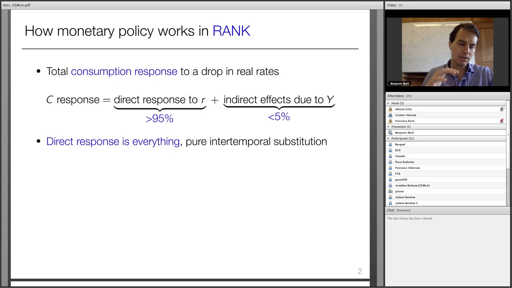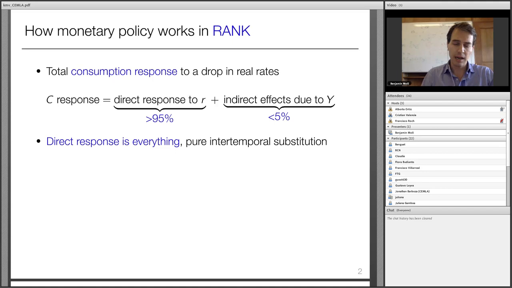Given that, if the central bank cuts nominal rates, then real rates fall, you'd expect consumption to increase, right? And we find it useful to decompose this into what we call direct effects and indirect effects. Direct effects are just, interest rates fall, people save less or borrow more, and therefore increase their consumption. Indirect effects are that because there are some sticky prices, so nominal rigidities, aggregate demand is going to go up in response to this, and this leads to higher household income, and that leads to additional increases in consumption. Now it turns out that in the standard New Keynesian model, so this rank model, the direct response, this first bullet here, is really everything.